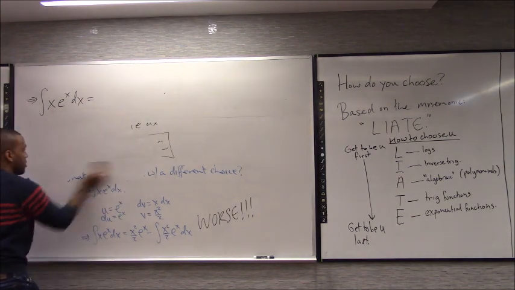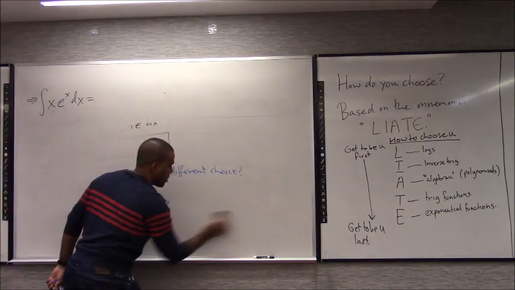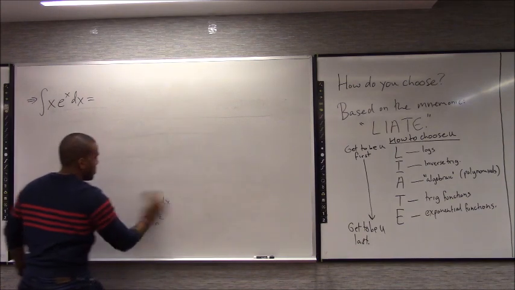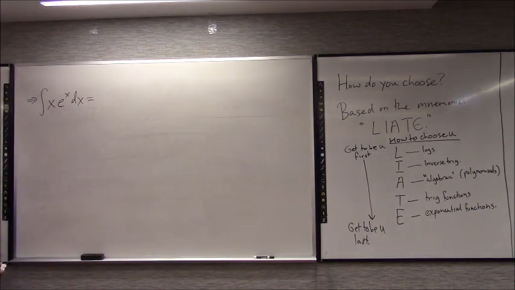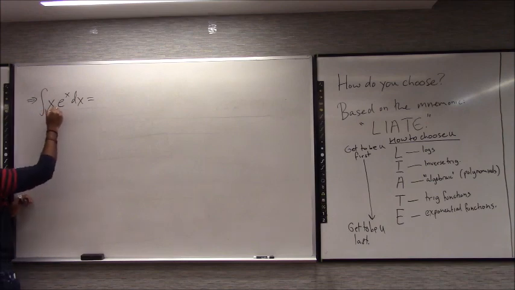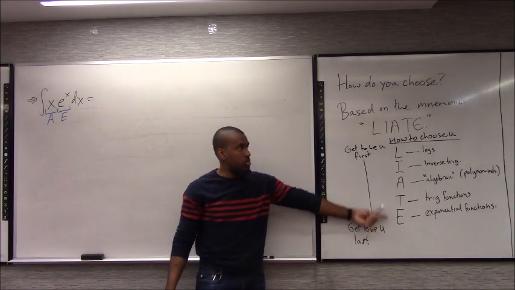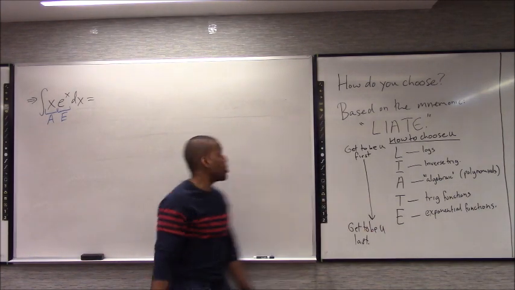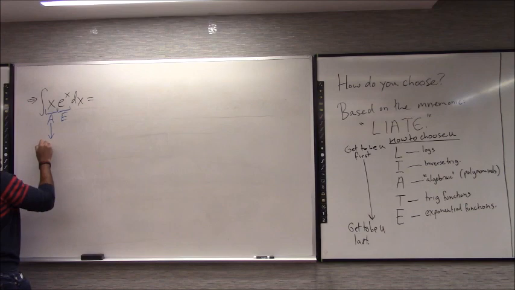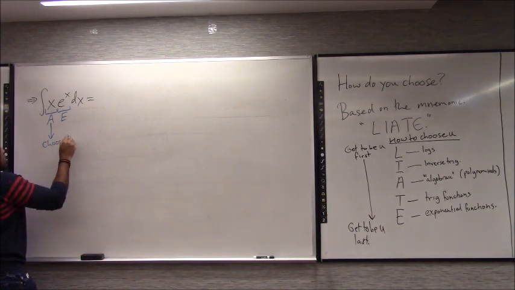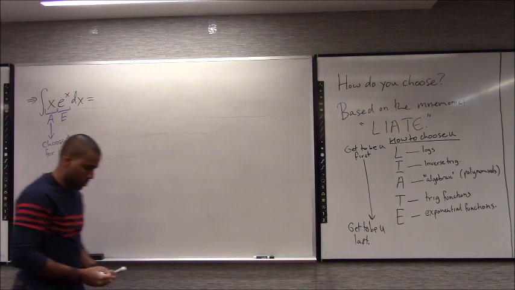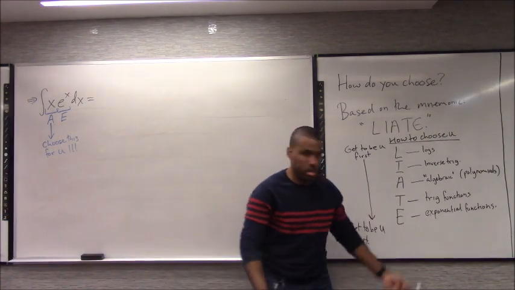So what you would notice for this example here is that I have two things being multiplied, an x and an e to the x. The x falls in the A category, while the e to the x falls in the E category. According to LIATE, the A comes before the E. Therefore, this gets to be the U. So that's how you make the choice, according to this mnemonic.